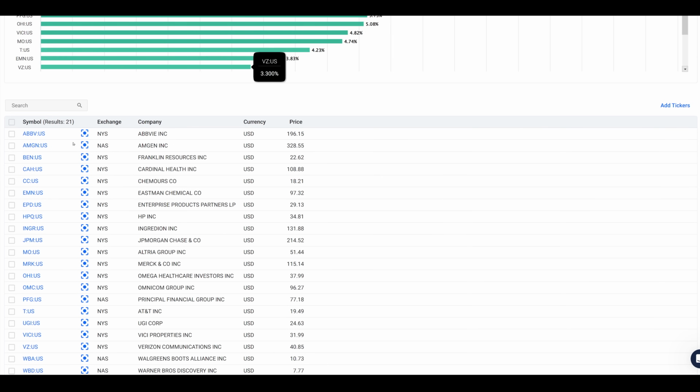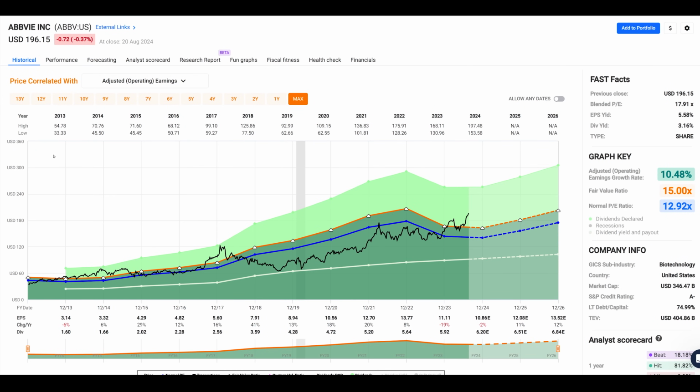Now, moving on to, let's say, another well-performing stock would be AbbVie that I showed in the original presentation. Now, AbbVie, just like Cardinal Health, was undervalued, but it also had a much higher dividend yield.